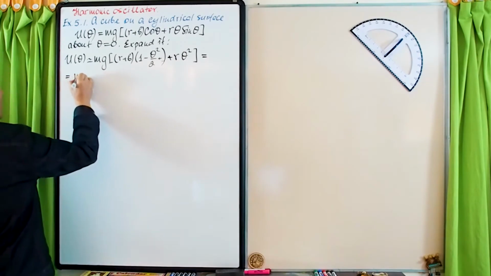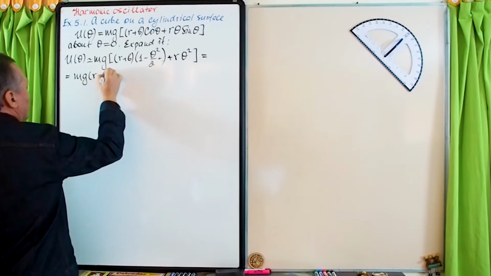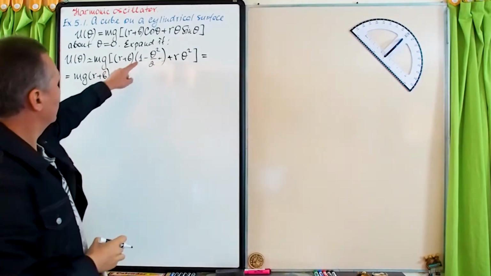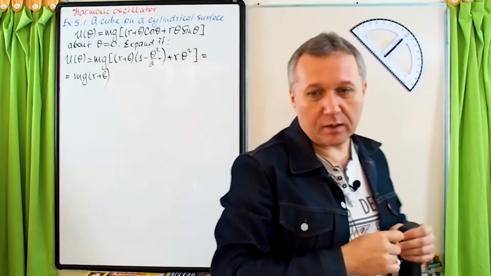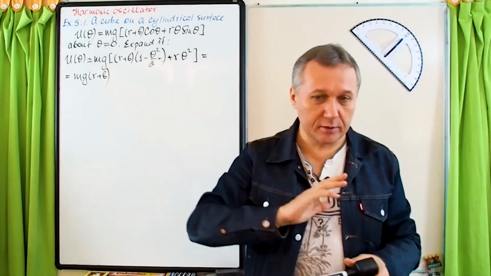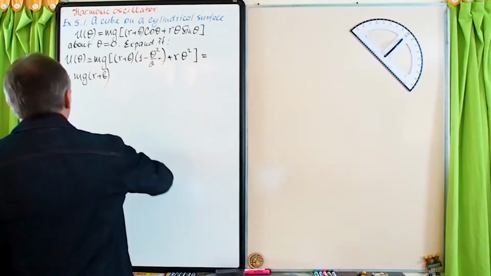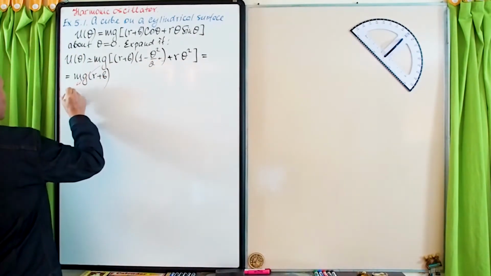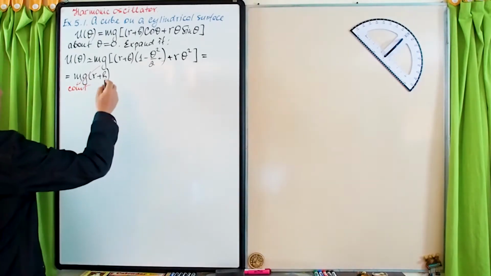So it will be mg and (r plus b) times 1, a constant. You know what can be done with the constant in the expression for the potential energy. We can drop it. We can redefine the reference level, for example. So the constant can be dropped. And so what?